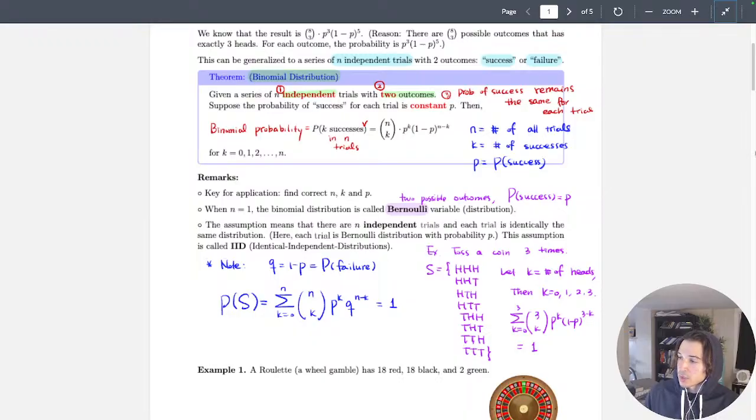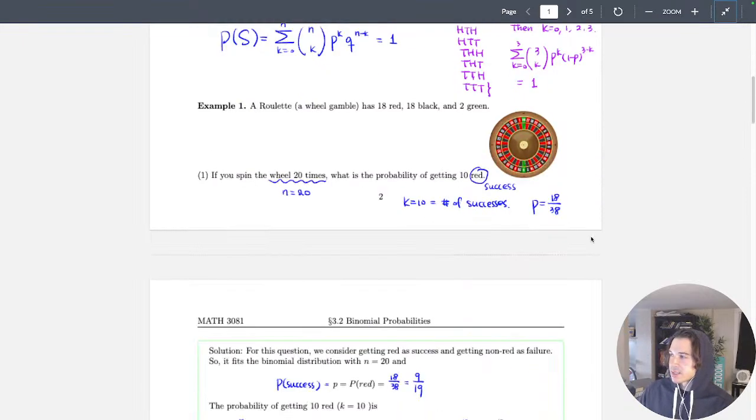Note, q equals 1 minus p equals the probability of failure. And the probability of S, the entire sample space, is always going to be equal to 1. Here is the sum for k equals 0 to n of n choose k, p to the k, q to the n minus k. In our example, we toss a coin 3 times. The whole sample space is shown there. Let k equal the number of heads. Then k equals 0, 1, 2, 3. And the sum, k equals 0 to 3, of 3 choose k times p to the k times 1 minus p to the 3 minus k is going to be equal to 1.